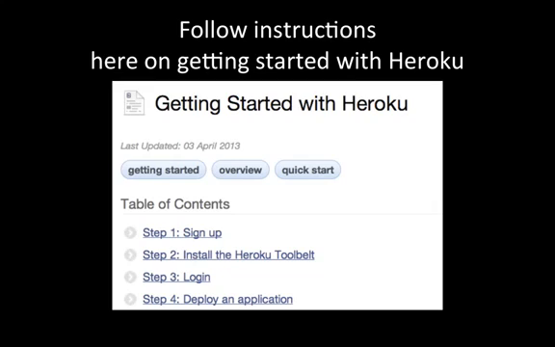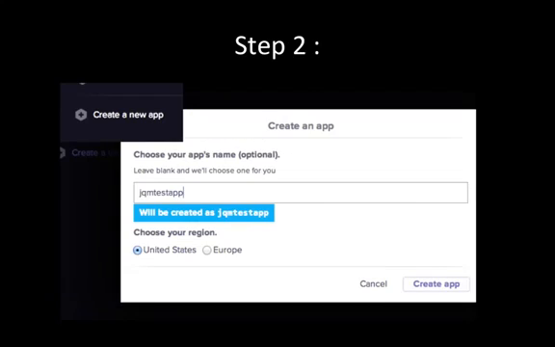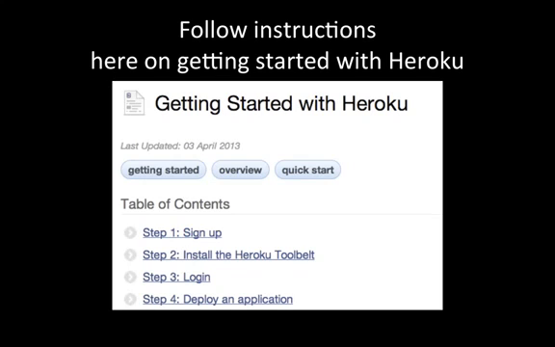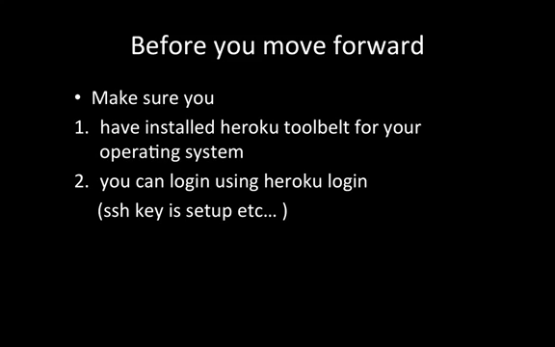This is found on the Heroku Getting Started. So when you create an app, it has the first link. It has a link to get started with Heroku. So follow that. Make sure you've gone through all the 3 steps. Before you move forward, I can't emphasize this more, but make sure you have installed Heroku Tool Belt and you can log into Heroku and you have set up SSH keys as well.